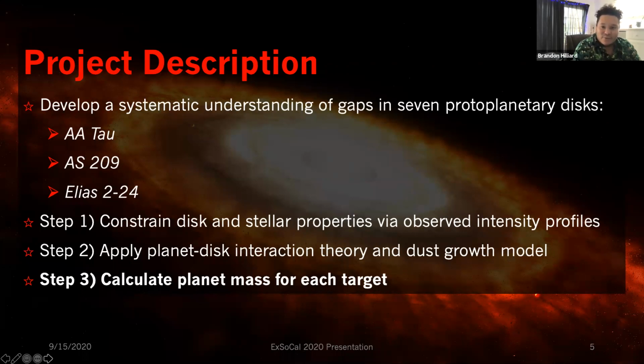And then finally, using the constraints from the SMA and ALMA interferometric data, we're able to come up with a reasonable planet mass for some of the targets, but not all.